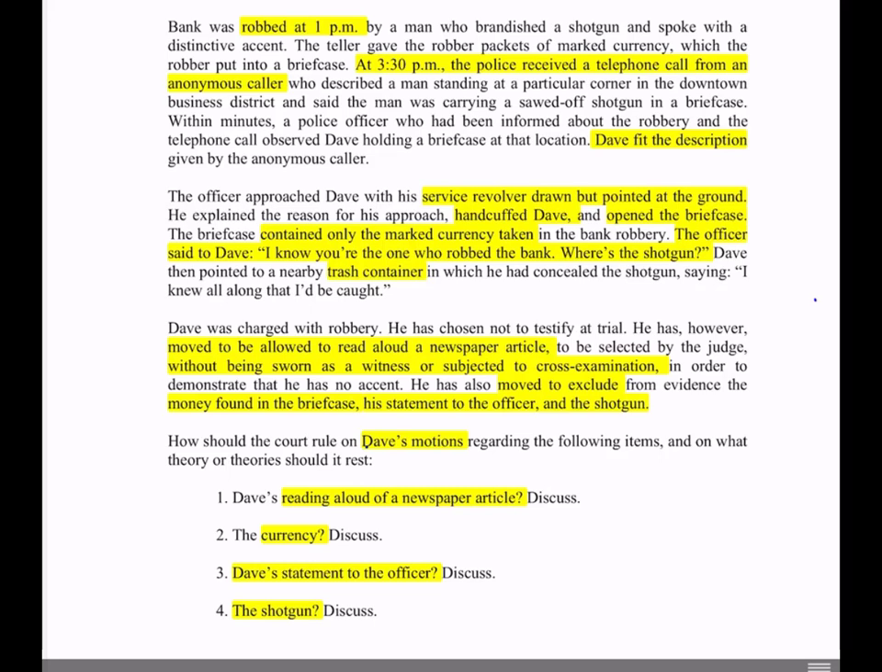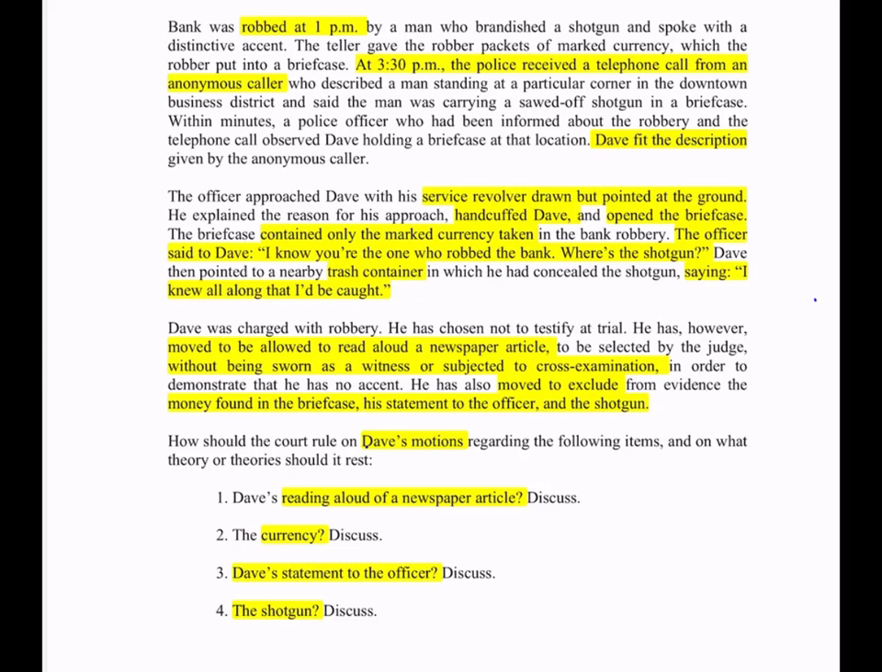That's call 3. We know that when you put something in a trash container, you have abandoned it. And so you no longer have any reasonable expectation of privacy in it. That shotgun is call 4. So I need to analyze that, but I also need to analyze more in call 4.